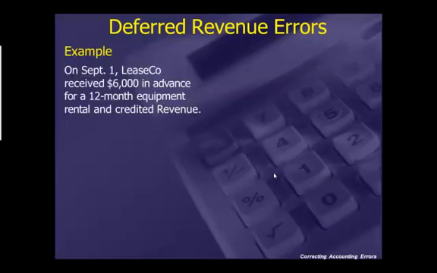All right, looking here on September 1st, the lease company received $6,000 in advance for a 12-month equipment rental and credited revenue. So if we're looking at this, again, it's running from September 1 to the following September 1. So it's going to overlap 2 calendar years. From September 1 through December 31st, we're looking at 4 months. Also, if you take the $6,000 and divide by 12 months, that amounts to $500 per month.